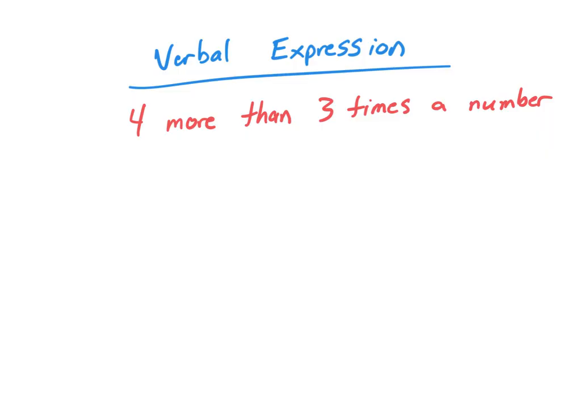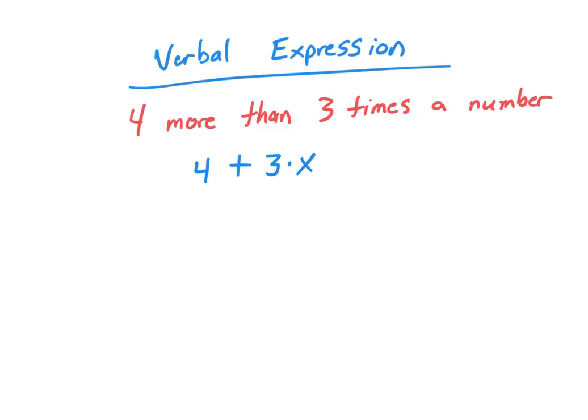And just like you would with anything, we're going to basically read it from left to right. As we go through it, we're going to try to replace everything with some type of operation and write it as an expression. So 4 more than means plus. 3 times a number. And what would I put in for that number? X, because we don't know what that is. So 4 plus 3x.